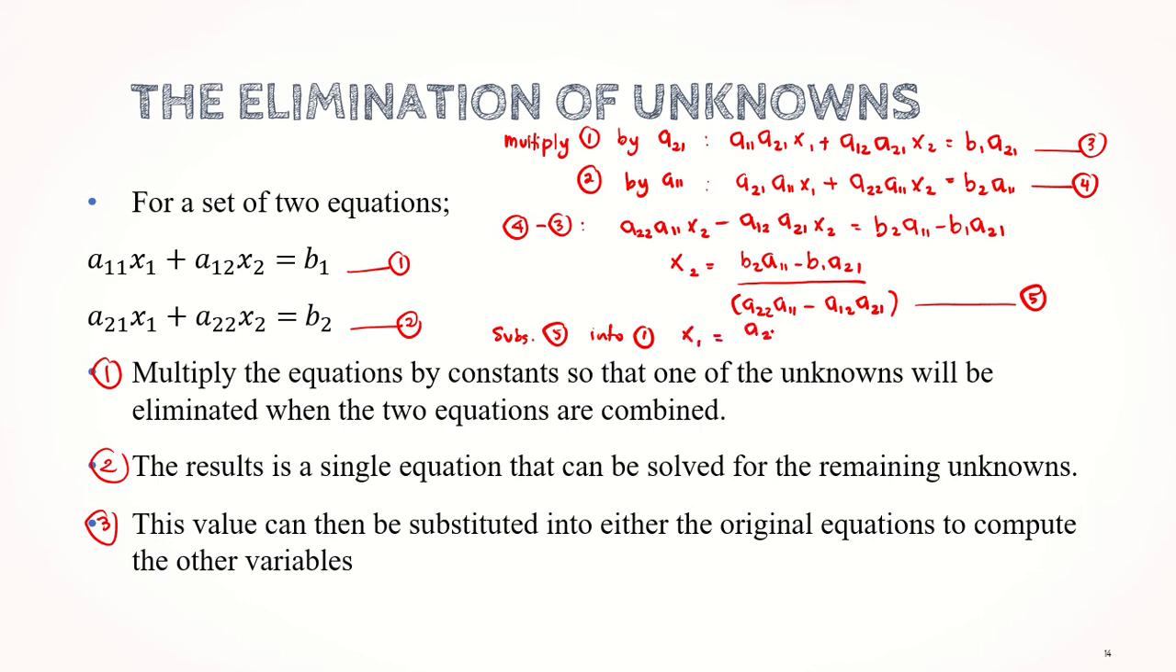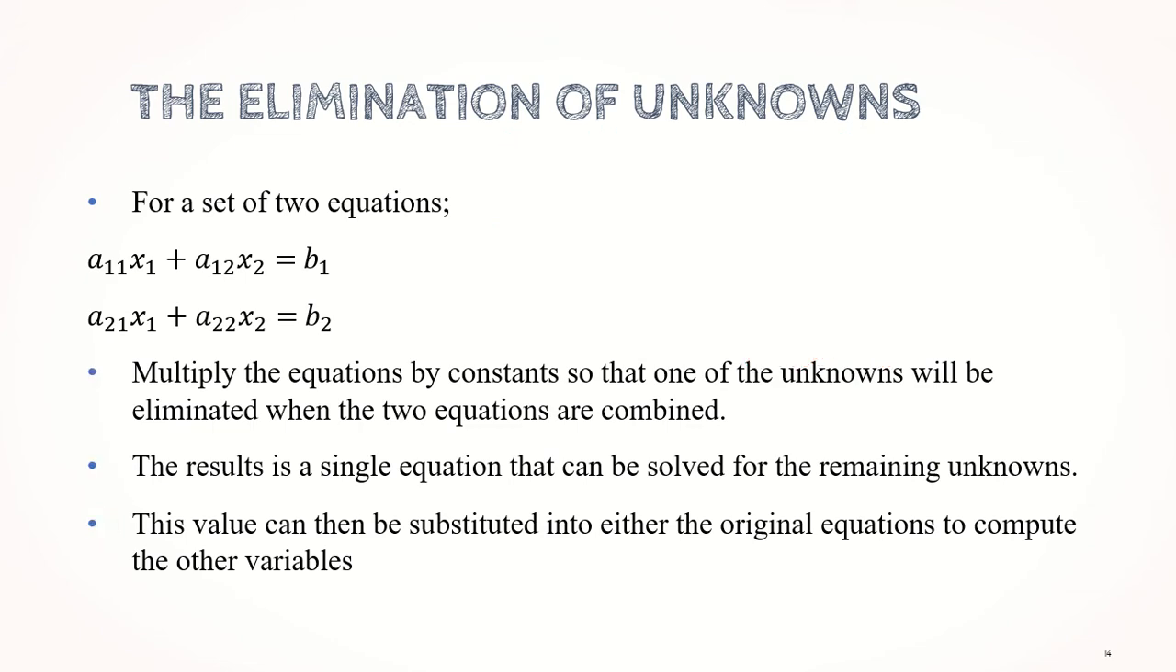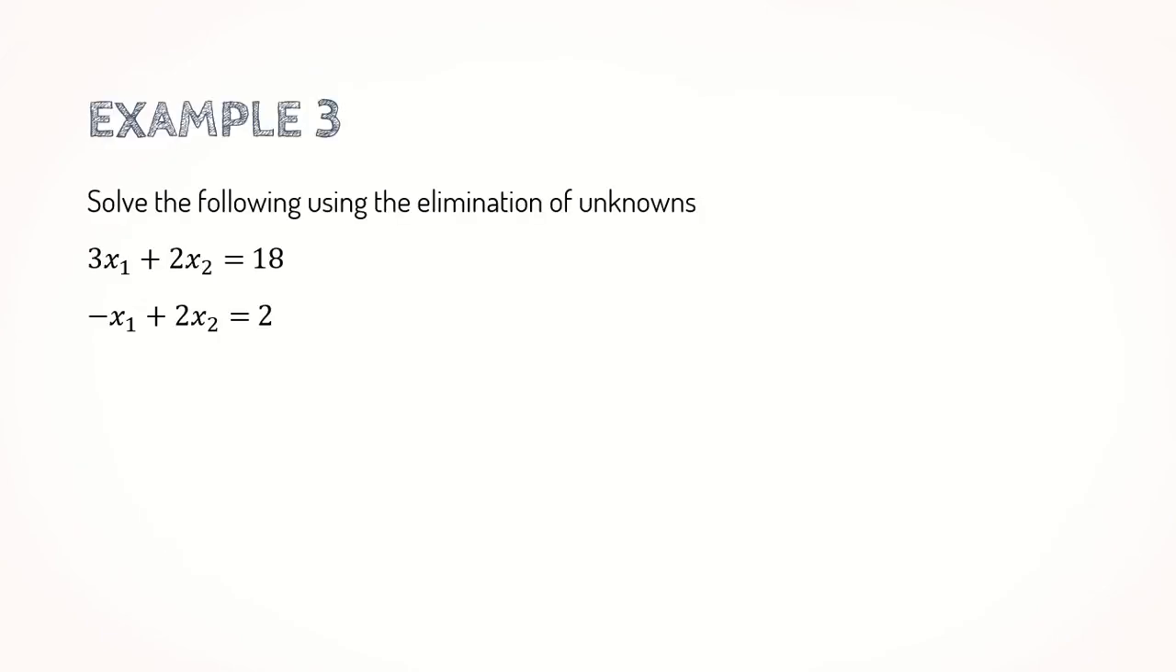If you try to do it on your own, you will get this equation, a22 b1 minus a12 b2 over a11 a22 minus a12 a21. This is equation 6. If we try this for the previous example, we will actually get a similar answer.